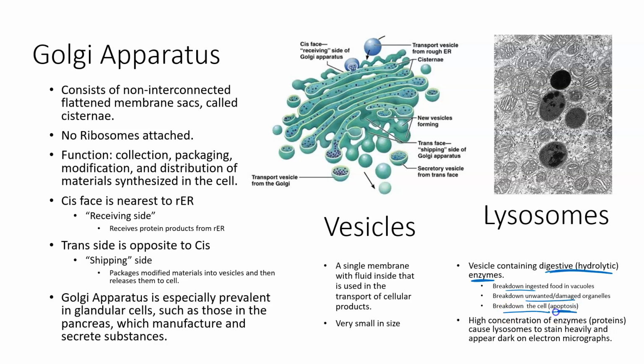That is called apoptosis. And one of the ways that you can differentiate lysosomes from vesicles when you look at actual electron micrographs is that lysosomes are going to always stain really dark. So if you see structures within a cell that look very dark or filled in, they are most likely lysosomes. And that's just because they have a very high concentration of proteins in the form of those digestive enzymes. And so they always stain very heavily and appear dark because of the sheer number of them within that membrane.